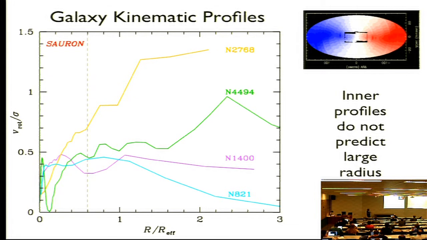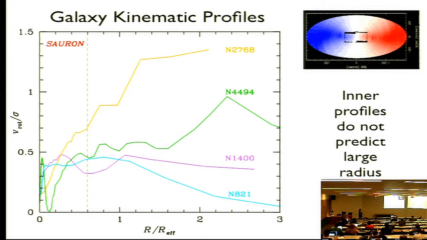This small part in the middle is the Sauron field, and we're able to make sure that our data over the wider field actually runs seamlessly into the Sauron data in the center. So the first thing that we found when we looked at our first few galaxies was that the inner profiles do not predict the large radius behavior.